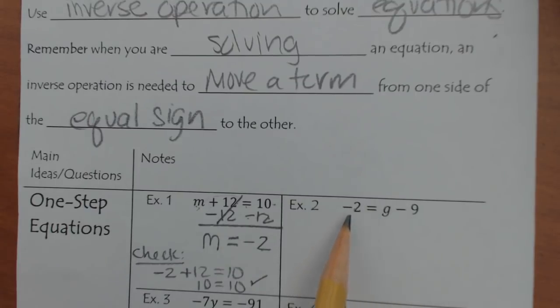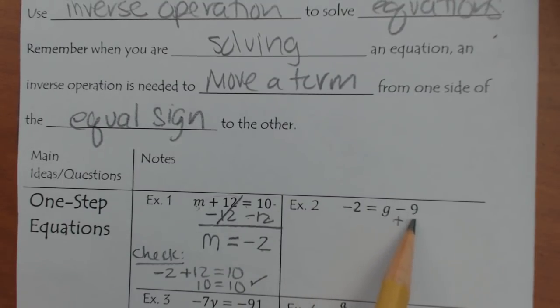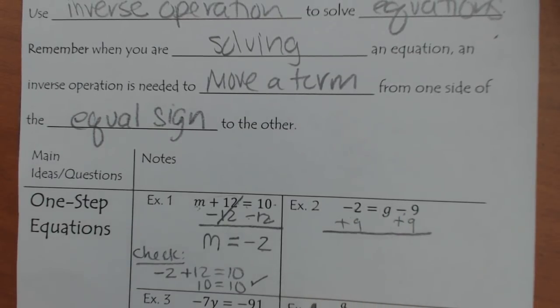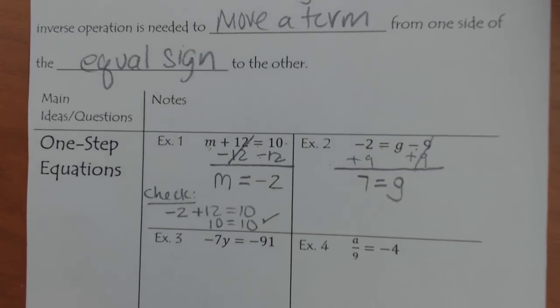Okay, number 2. Negative 2 equals g minus 9. We're going to be adding 9 to both sides because the minus 9, we're subtracting it from that variable, and the inverse of subtraction is addition. That crosses out. What we do to one side of the equal sign, we do to the other. So negative 2 plus 9 is 7. So 7 equals g. Again, we can go back and we can try and check it, which it will work.